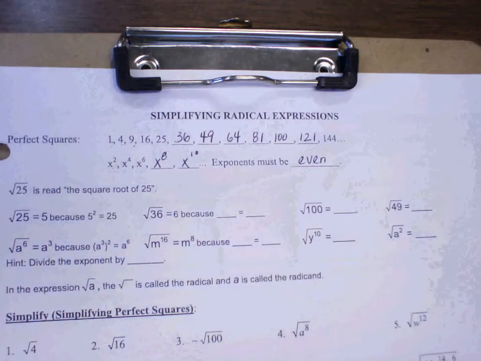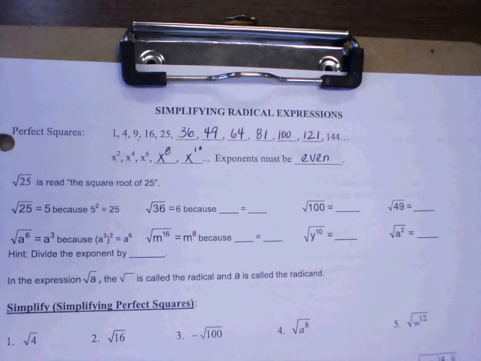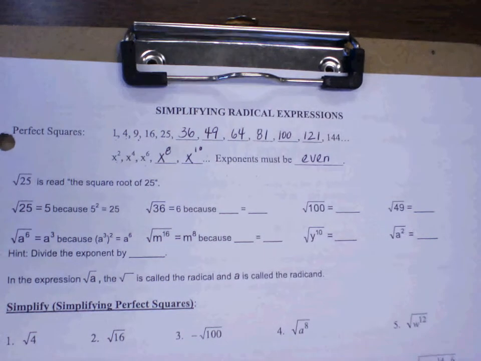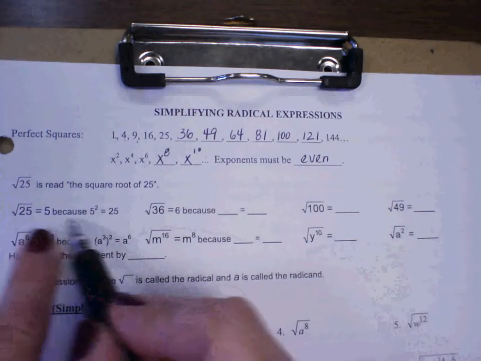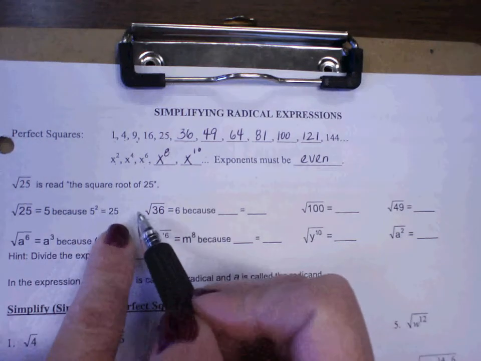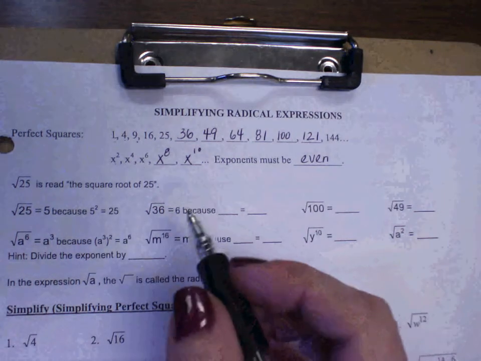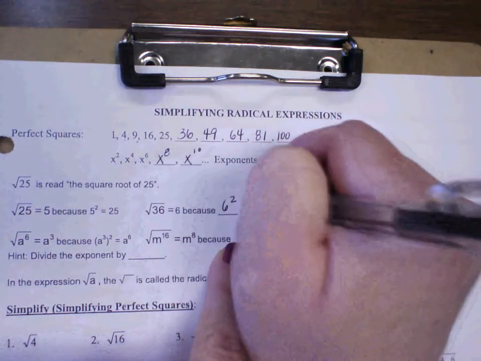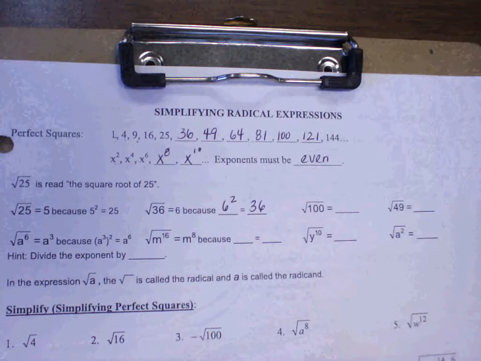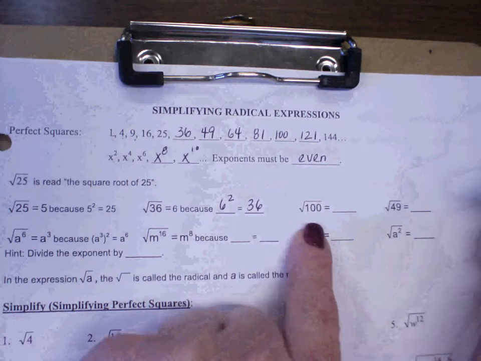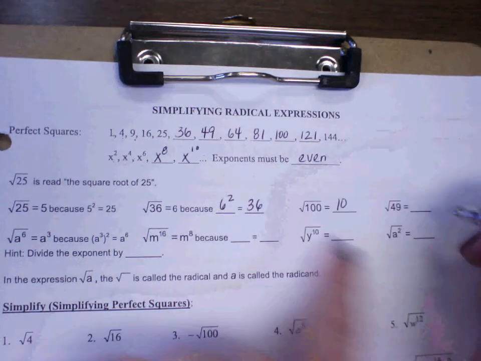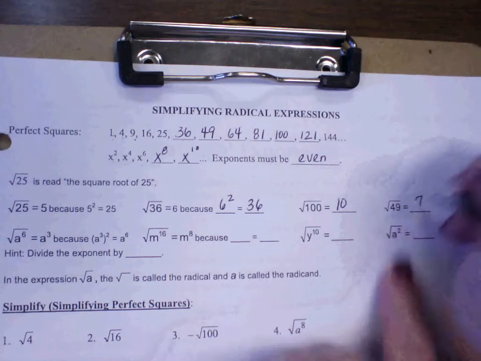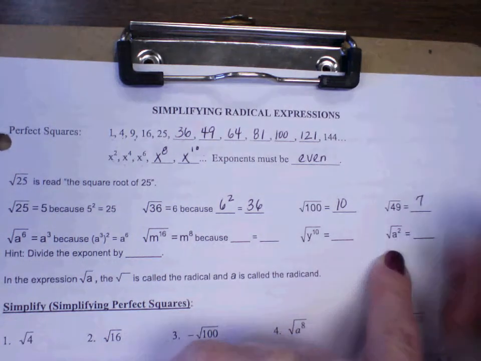Good job. All right. So 25 is perfect. Square root of 25. So the square root of 25 is 5 because 5 squared equals 25. So the square root of 36 is 6 because 6 squared equals 36. Now these are things that we already know, right? What's the square root of 100? 10. What's the square root of 49? What's the square root of a squared? A. Thank you very much.